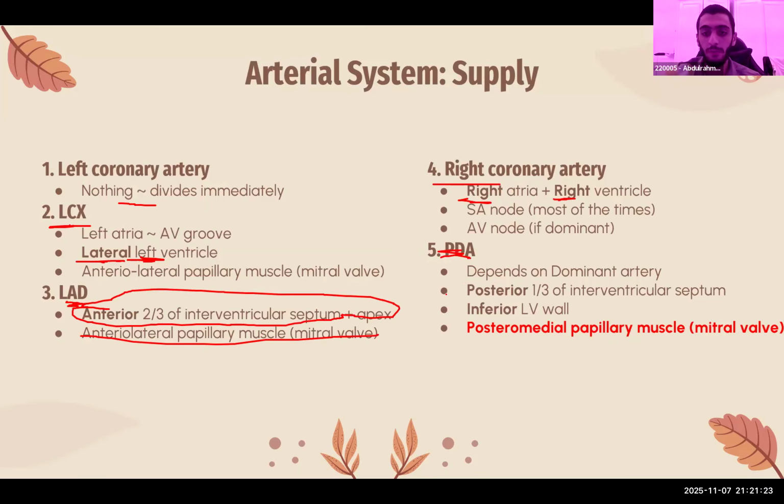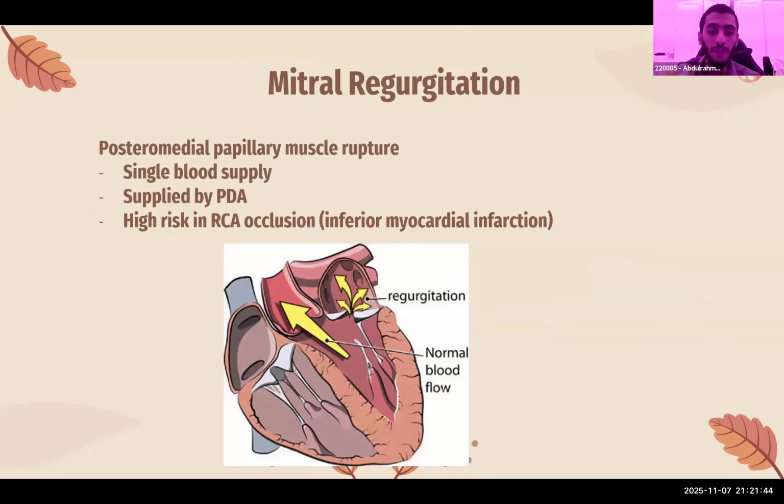The PDA is supplying the posterior 1/3, and also this one is basically, remember how we said it's a single blood supply? The anterior lateral has two supplies from the left circumflex and the LAD, while this one has only one supply, so it's at high risk of getting damaged and injured. All right, and it depends on the dominant artery. Okay. Now here is what we discussed.